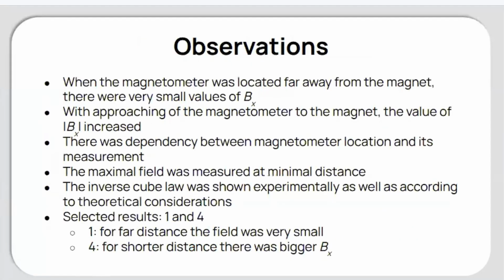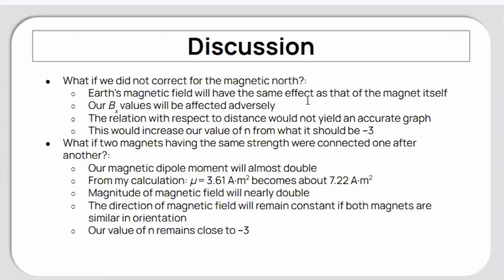Observations. In the observation portion of the experiment, the measured Bx value was very small when the magnetometer was far from the bar magnet and increased as it moved closer. The largest field values were recorded at the shortest distances, showing that the magnetic field decreases as distance increases. So they're inversely proportional to one another. The observations support choices 1 and 4, since the field was weak far away and stronger near the magnet. Again, distance is inversely proportional to strength.